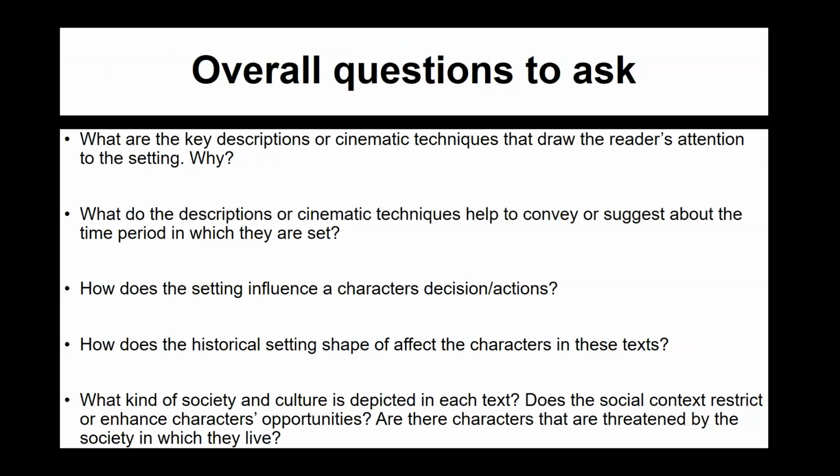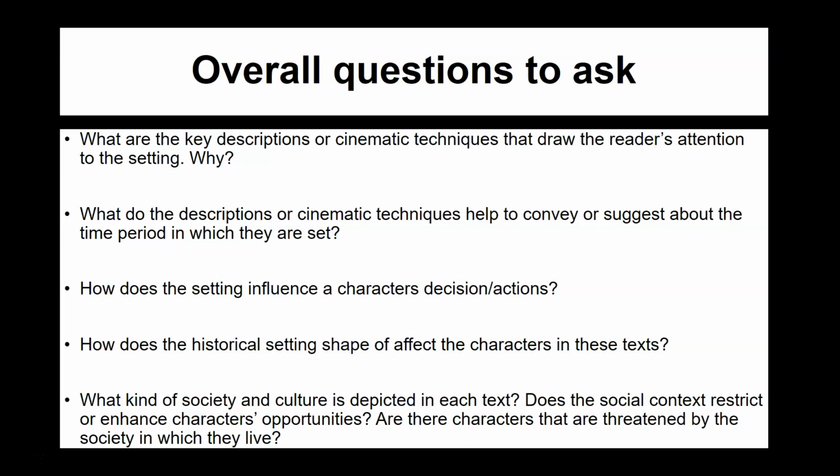And in summary, overall, what we want to think about when we look at a setting, regardless of the text type, whether it be a film or novel or short story, is what are the key descriptions or cinematic techniques that draw the reader's attention to the setting and why? So we want to look for key descriptions that use nouns and adjectives and figurative language, or use visual mediums such as mise-en-scène. What do the descriptions or cinematic techniques help to convey or suggest about the time period in which they are set? How do the settings influence the characters' decisions and actions? And how does the historical setting shape the effect of the characters in these texts?